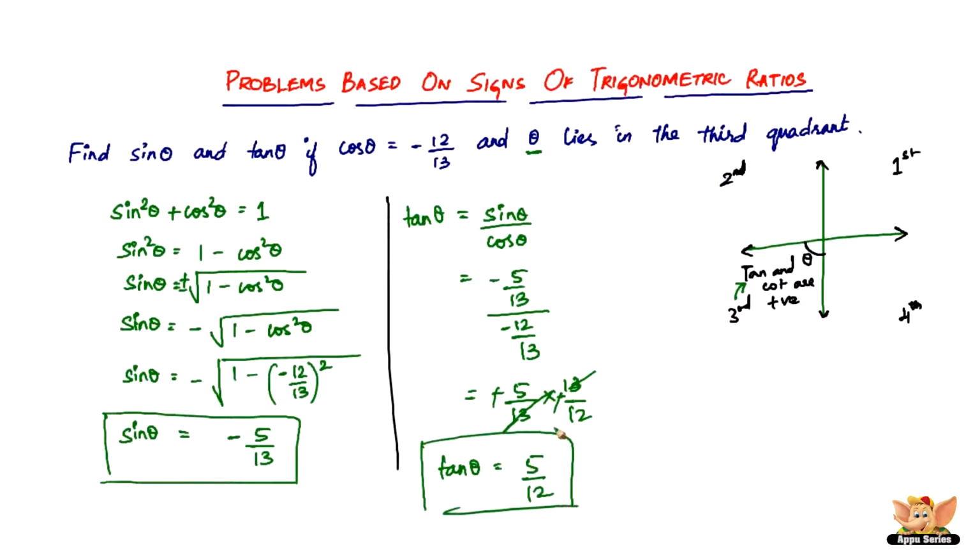So this is how you use the signs of the trigonometric ratios while solving problems. Well, it's not just this. There are lots of different kinds of problems that we're going to solve which will need you to use the signs of trigonometric ratios. But as far as this problem is concerned, it's done. So I'll see you in the forthcoming videos with more problems based on the signs of trigonometric ratios.